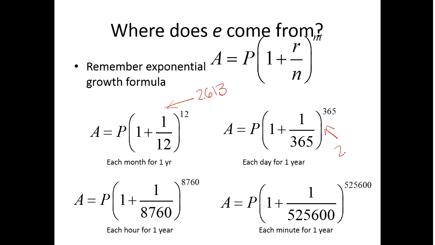So I put my answers here for each of these. It started to get really close to Euler's number, or E, 2.718. And he went, that's kind of interesting. As I start to compound continuously, or as I basically just never stop compounding, I reach, if you want to consider it, a plateau of growth of 2.718. So he realized that that would be the growth amount. Thus, Euler's number was born.